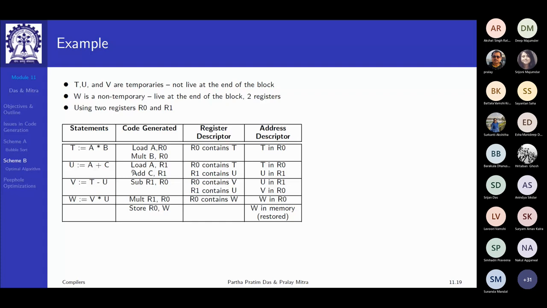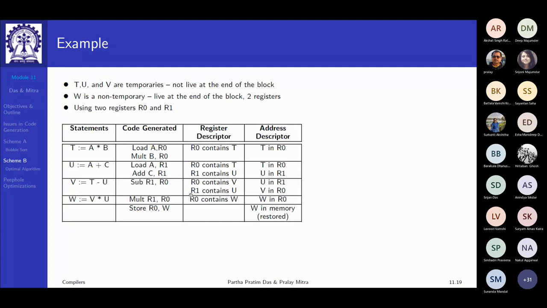Now you have A plus C. Again, as you call get reg, A is not in a register. It is in memory. So you return an empty register, condition 2. You return R1, and you load A into R1, add C to R1, and that result that you get in R1 is actually U. So you write U, R1 contains U, U is in R1.